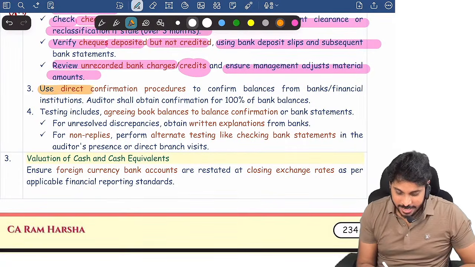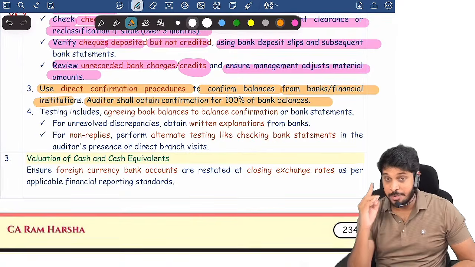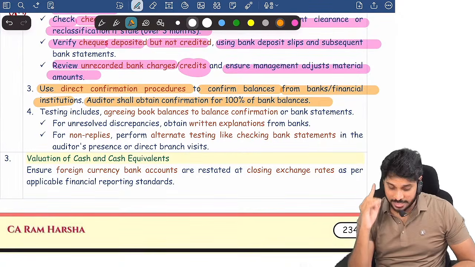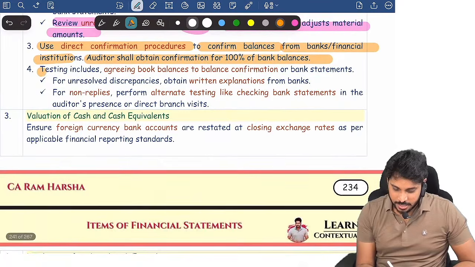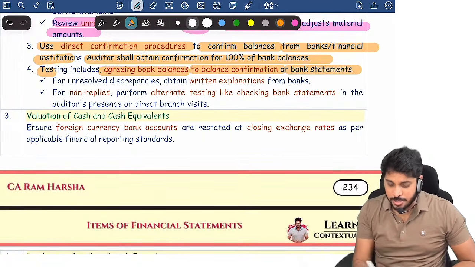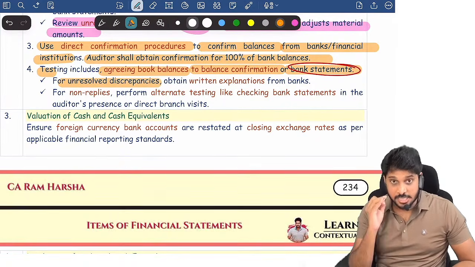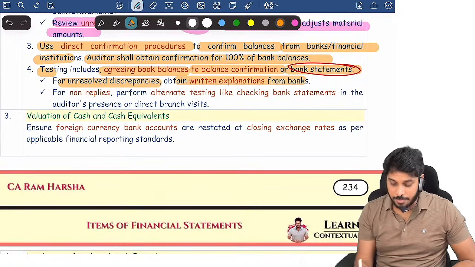Next, get a direct confirmation. To confirm balances from banks, the auditor shall obtain 100% confirmation from all banks and FIs. And you need to agree book balances to the balance confirmation or bank statement. You download the bank statement from internet banking and then see. For any discrepancy, get an explanation from the bank. And for non-replies, perform alternate testing.